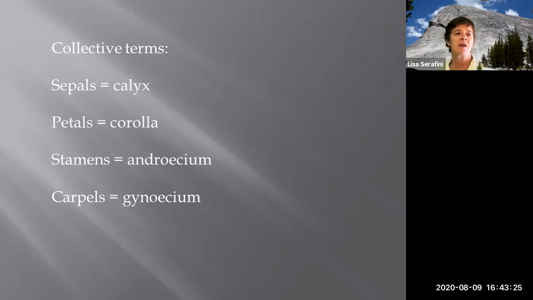So again, you may say, well, the calyx is like this, or the corolla is like this. So it's good to know what these terms are.